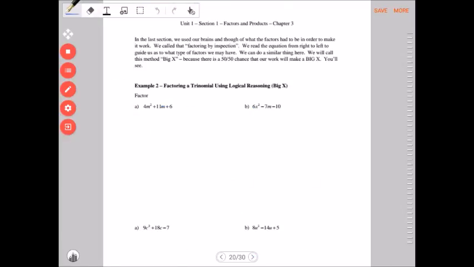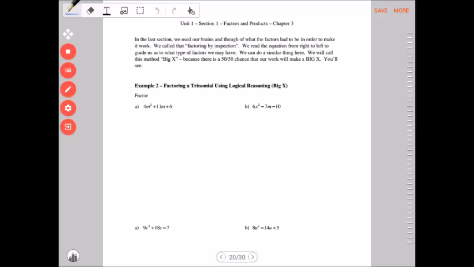Okay, in the last section, we used our brains and thought of what the factors had to be in order to make it all work. We called that factoring by inspection. We read the equation from left to right to guide us as to what type of factors we might have. We're going to do a similar thing here, and we call this method Big X. We call it Big X because there's a 50-50 chance that your work will make a Big X. And you'll see. Sometimes it'll work, sometimes it won't.